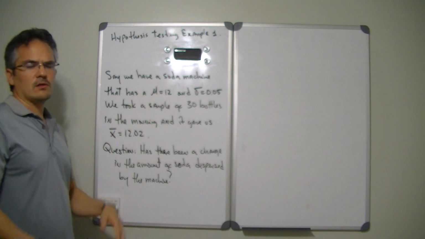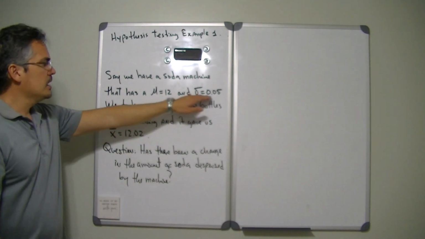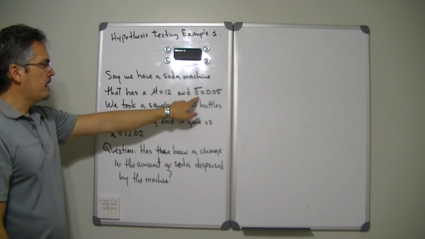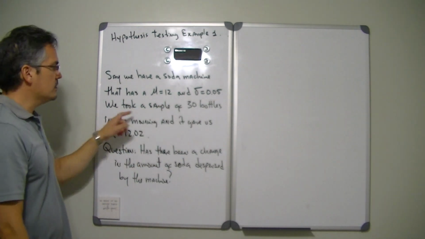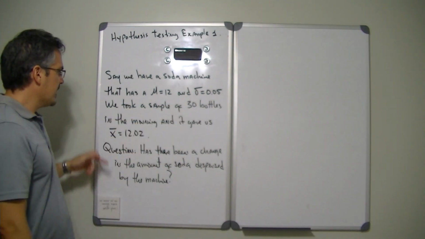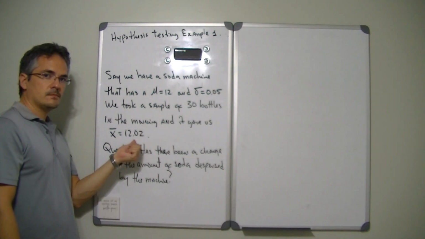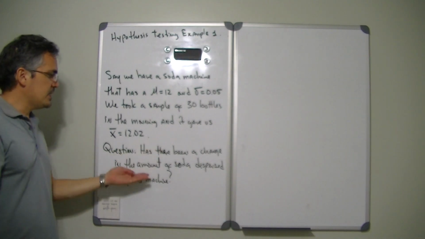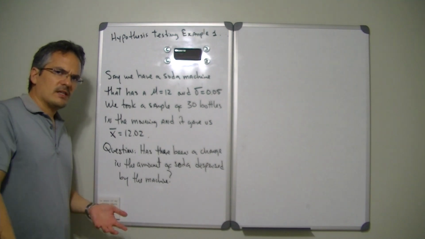Mu is the amount of ounces that they put inside the soda bottle, and it could be 0.05 higher or 0.05 lower. That's your standard deviation, in this case population standard deviation. Now we took a sample this morning of 30 bottles and it gave us a mean of 12.02. A question you may ask yourself is, has there been a change in the amount of soda that this machine puts in the bottles?